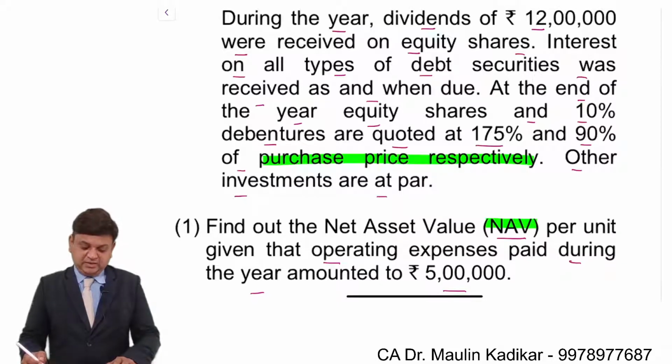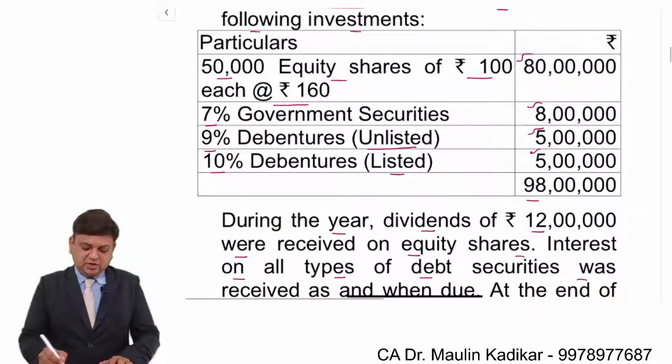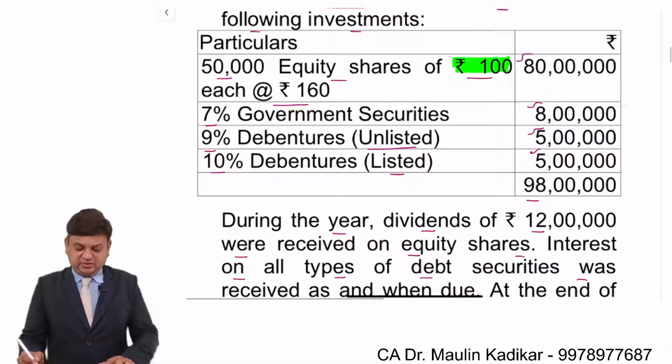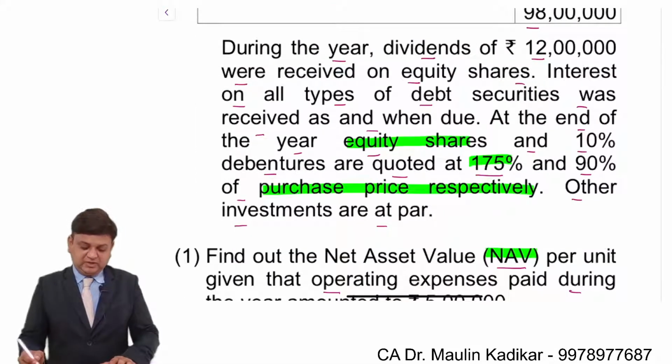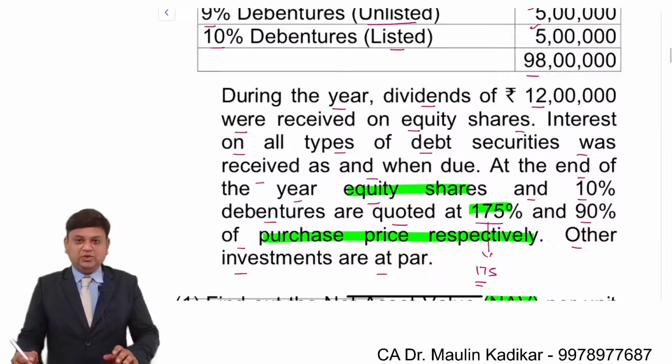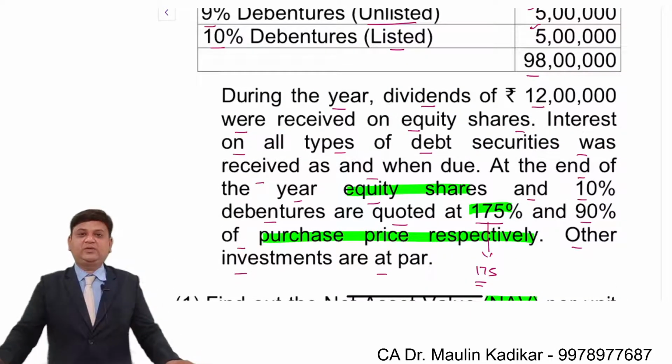Friends, over here, as far as the equity share valuation is concerned, this 175% is taken of the face value. In a way, this 175% is provided to us on the face value, it means that the market price of the equity share is taken as 175. That is the way we are required to understand. So this 175% is required to be understood not of the purchase price but of the face value.